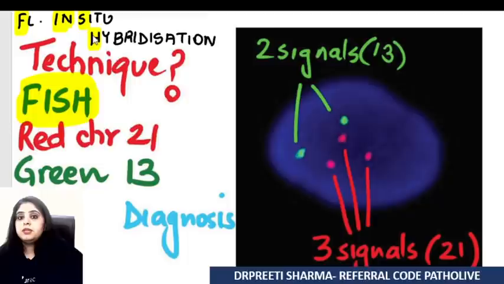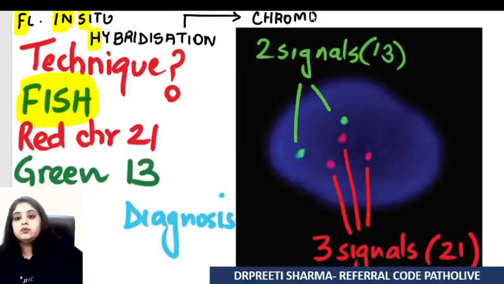What was the question that came in your paper? In your paper, you got a question: fluorescent in situ hybridization is done for which kind of disorders? For which disorder detection will you do it? The answer to that question was whenever you want to check for chromosomal disorders. And I'll tell you how.